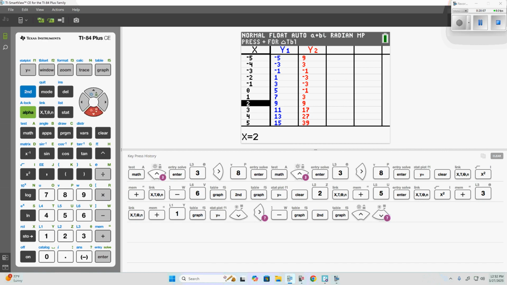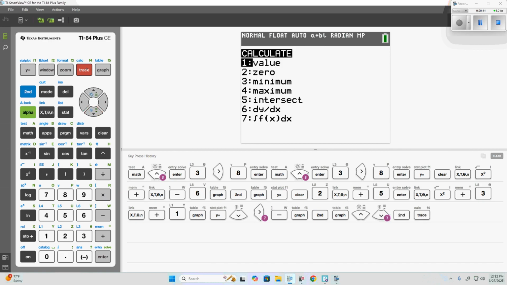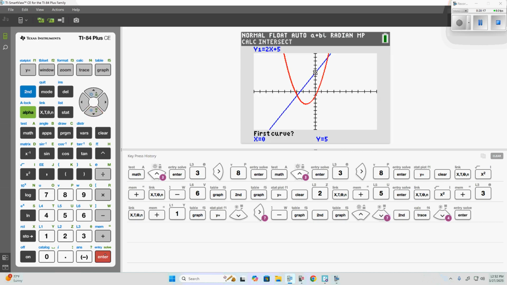Questions on this here. Now we can have the calculator tell us this, so we can go second calculate. And the fifth one down is intersect. Now to have it do this, if it only intersects at one point, you could just hit enter 3 times. Enter for the first curve, enter for the second, and then enter, and it will tell us the solution. But here, there's 2 points of intersection.